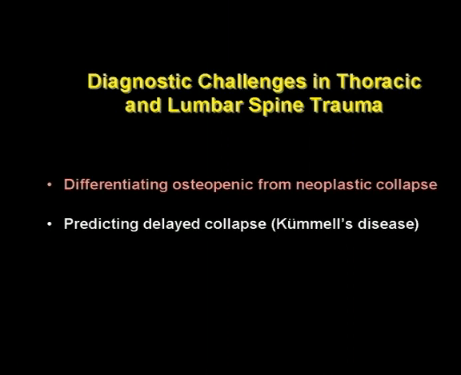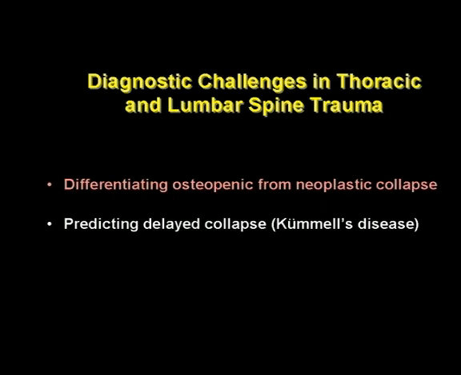There are two challenges when you read thoracic spine injuries on a routine basis. One of them, which is probably a weekly problem, at least for me, is differentiating osteopenic from neoplastic collapse. The other one is a rare encounter. However, every time I had one of these, it was a very embarrassing case, and I will tell you a couple of anecdotes as we go.